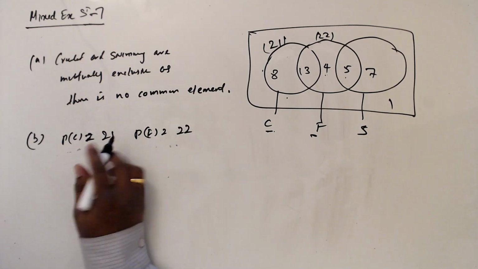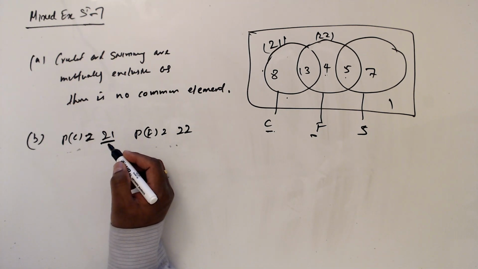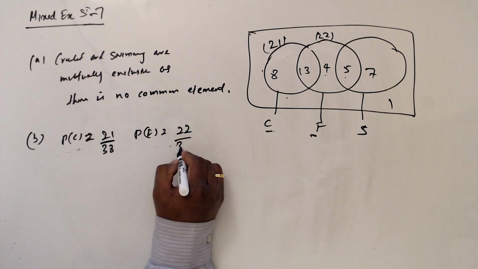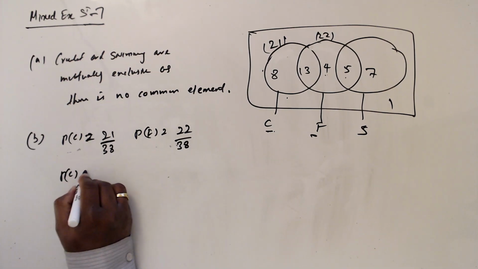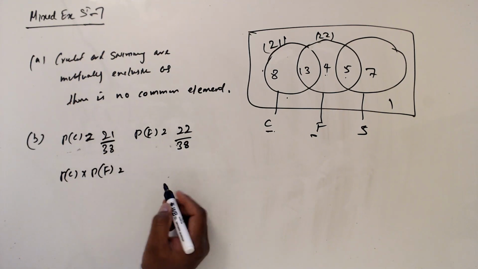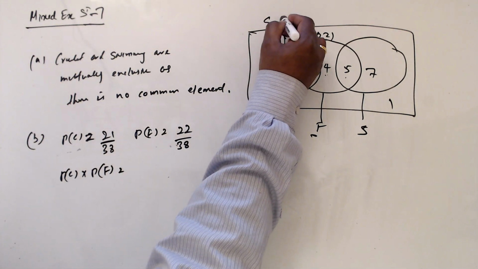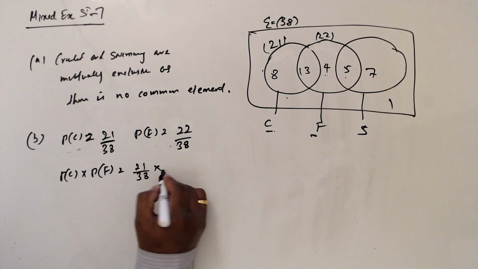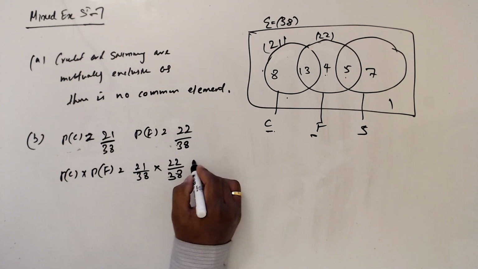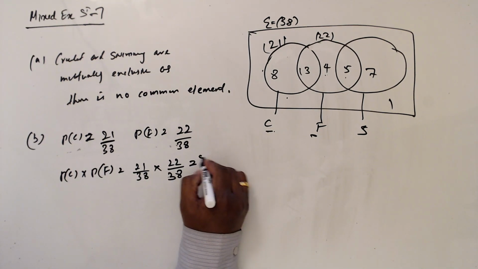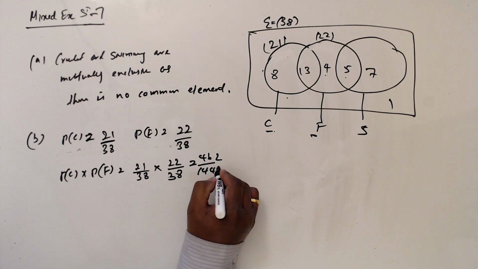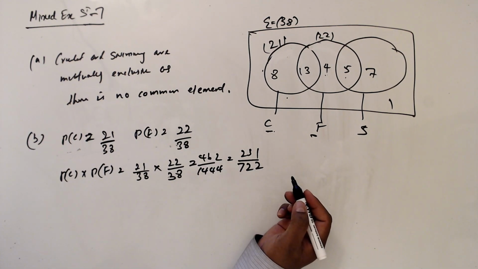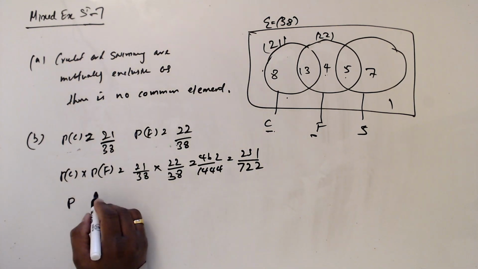Actually 21 is not the probability. What is the total amount? Total amount is 38 people, and this is 38. Now P(C) times P(F) is 21 over 38 times 22 over 38, that is 462 over 1444, that is 231 over 722.